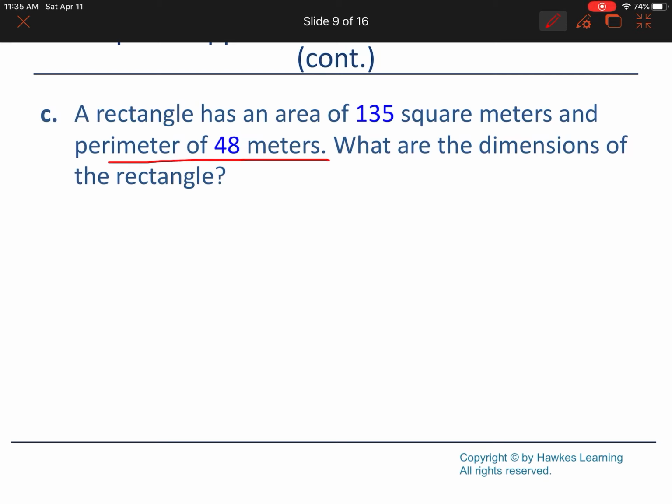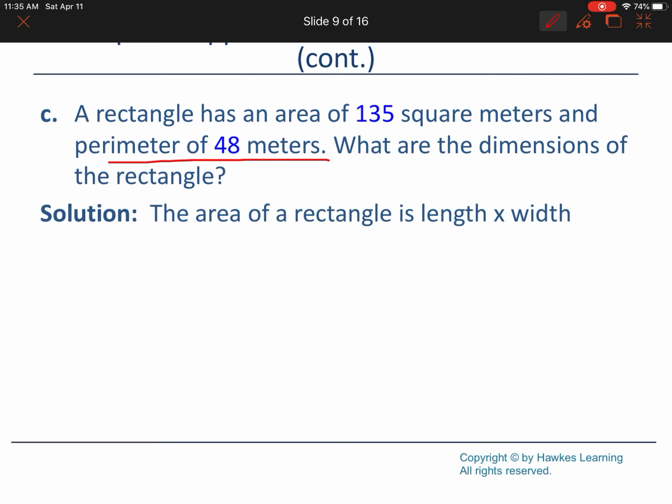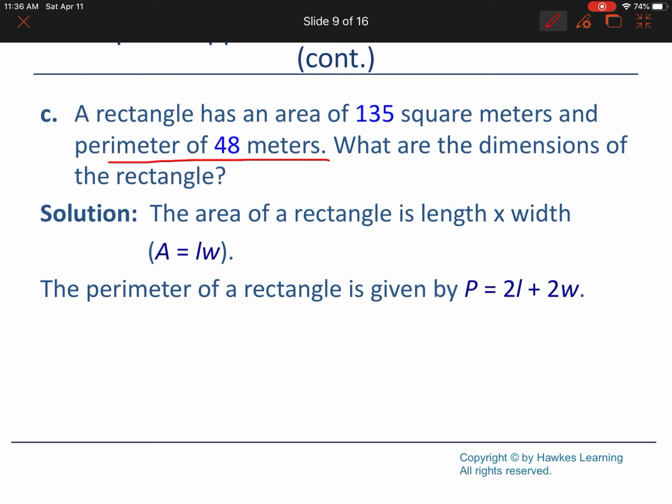So we have area and we have perimeter. So area is length times width. Perimeter is 2 times the length plus 2 times the width. So since perimeter is 48, we could take 2 out of that whole thing, and we just get that 24 is equal to length plus the width. So I know that they add up.